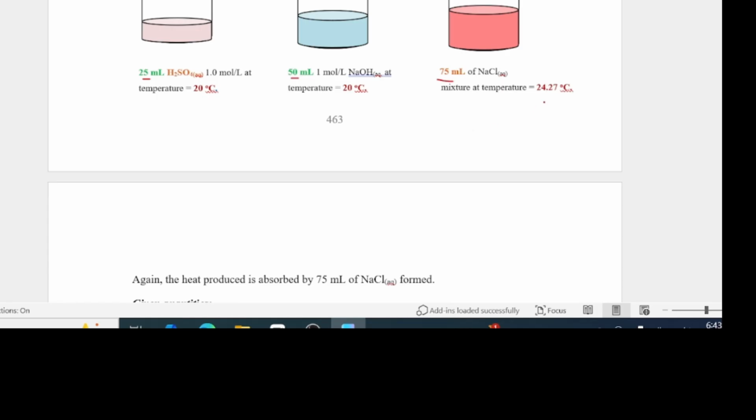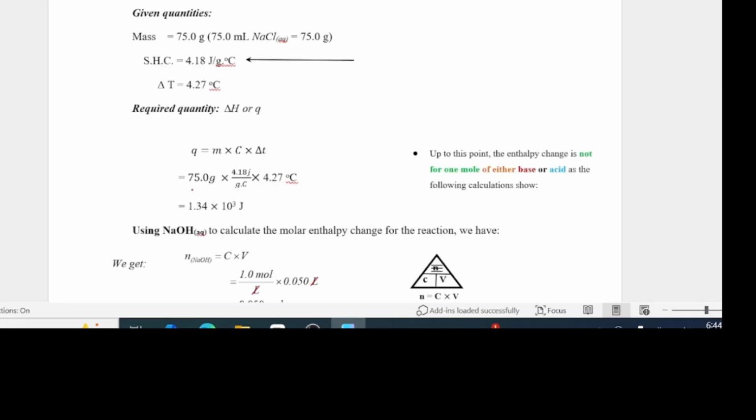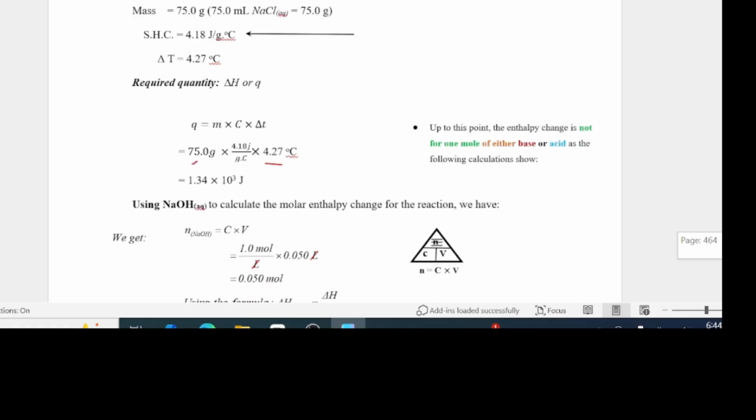We can get this delta T by subtracting either of these from that, and now we can go ahead and find the heat gain by that volume of solution there. Q will be equal to M times C times delta T, and that's M because 75 milliliters, it will be 75 grams. This is a specific heat capacity for water, and this is your delta T. And it worked out to be that delta H or Q is equal to that number of joules.